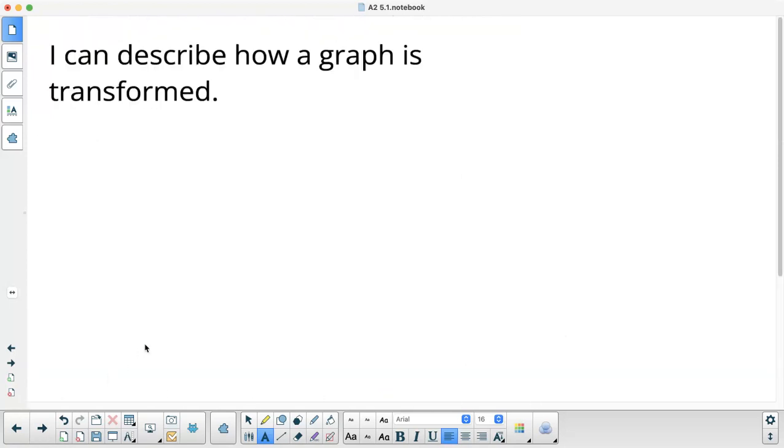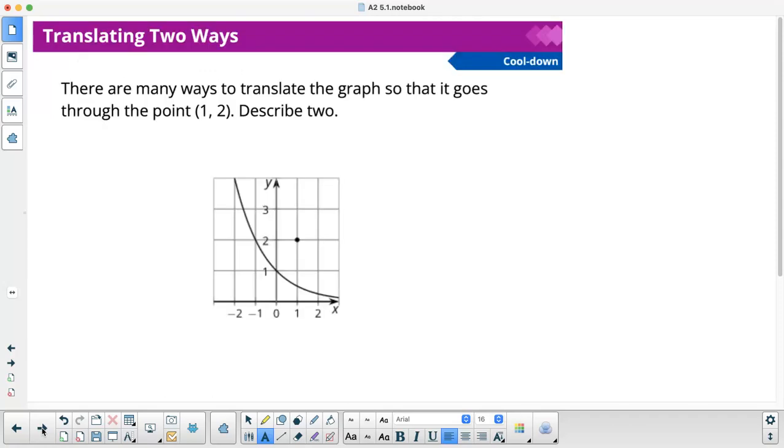All right, so the goal today was I can describe how a graph is transformed. We really didn't do much with reflections. We did a tiny bit, with scaling, did a lot more with translations. So hopefully we're pretty good with all of that. I didn't really get into the function rules that we had at the beginning, but I wanted to drop those there for you because we're going to use them coming into the next couple lessons. All right, so the last thing is this cooldown.